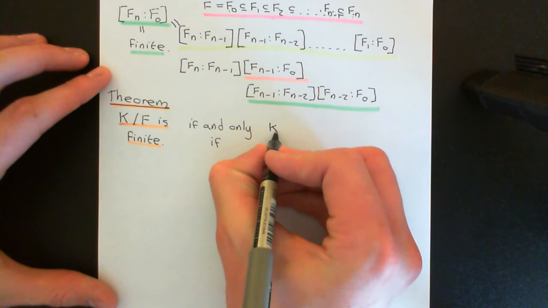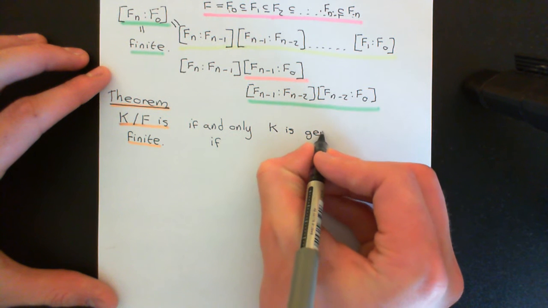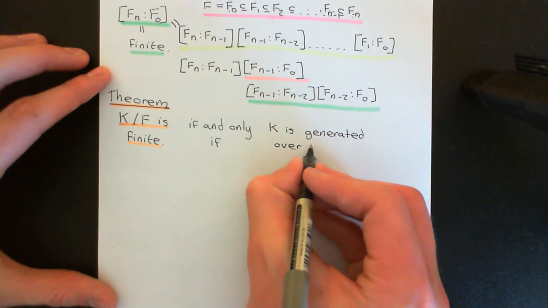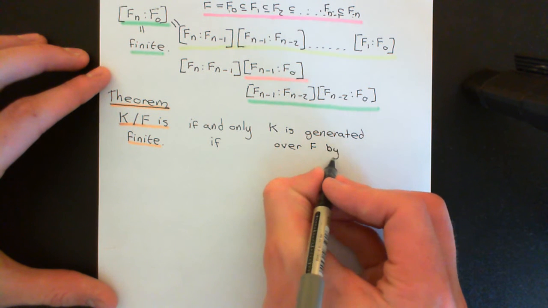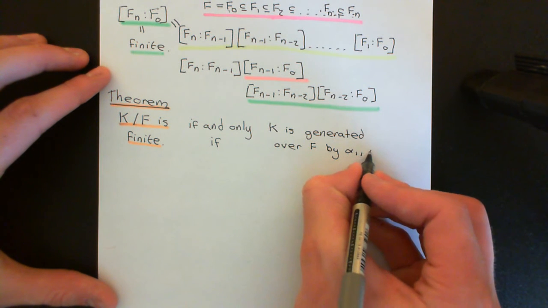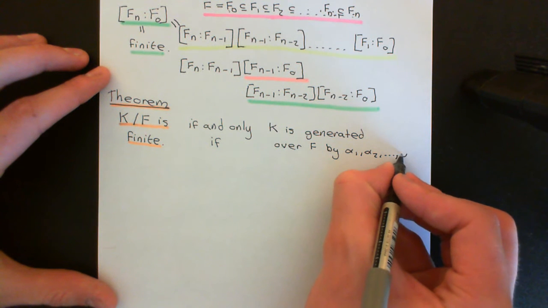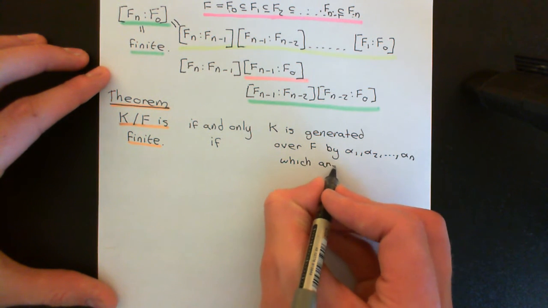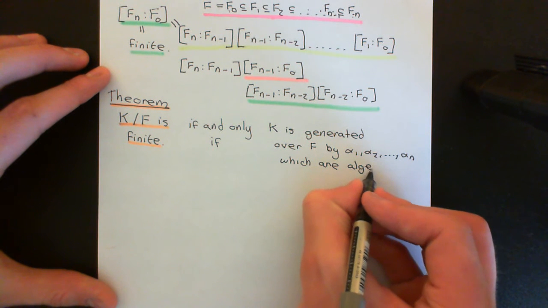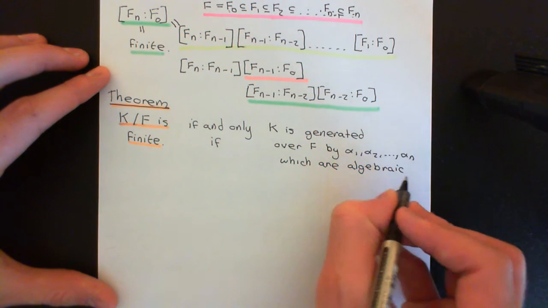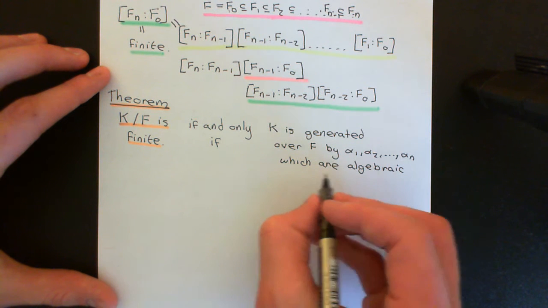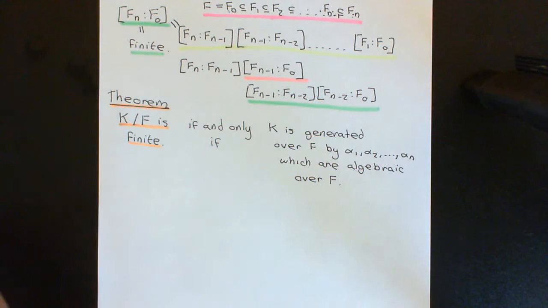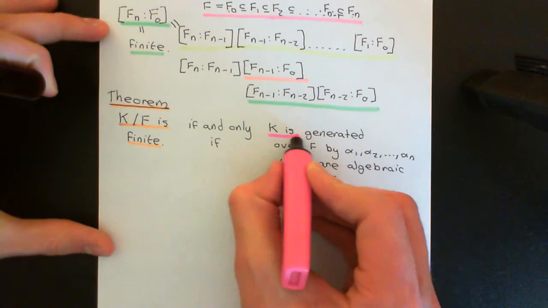So if and only if K is generated over F by a finite collection of generators, which I'll just denote by alpha 1, alpha 2, all the way up to alpha n, which are algebraic over F. So it's finite if and only if it's generated by a finite number of algebraic generators over F. So quite a long theorem to actually state. So this is the other statement.